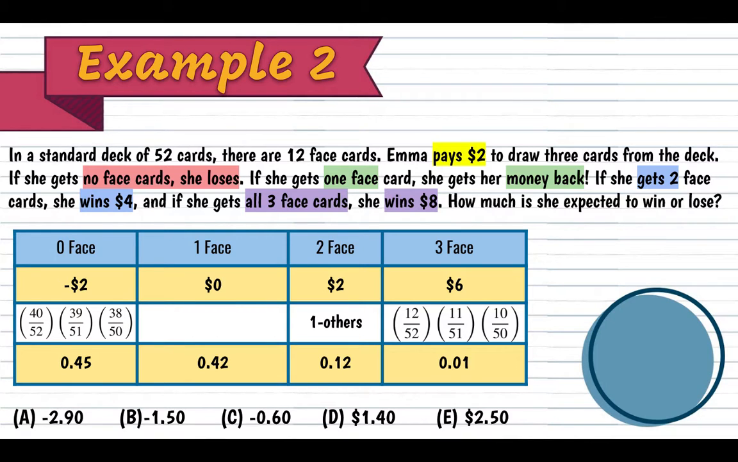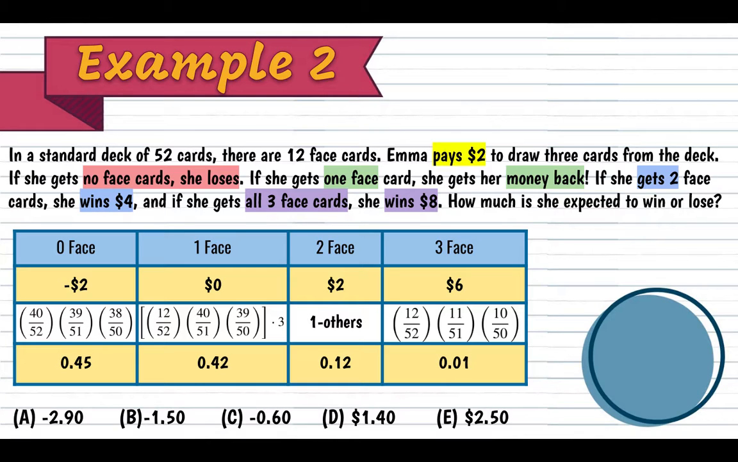So notice you have 40 out of 52 are no face cards, and then 1 minus that and 1 minus that. The weird thing about getting 1 face card is that face card can either be the very first card you draw, the second card you draw, or the third card that you draw. So even though I have this calculation, I get a face card, 12 out of 52, but then I don't get a face card and I don't get a face card. That can happen in 3 different ways. That's why I'm multiplying by 3.